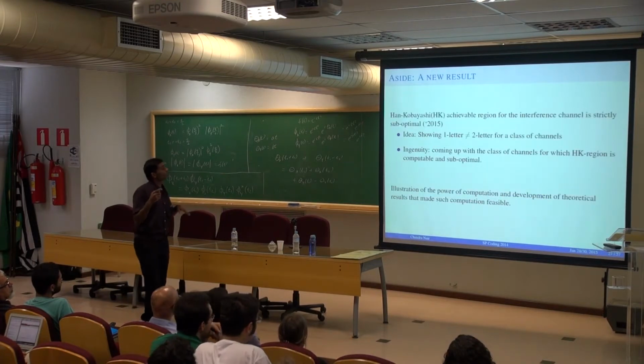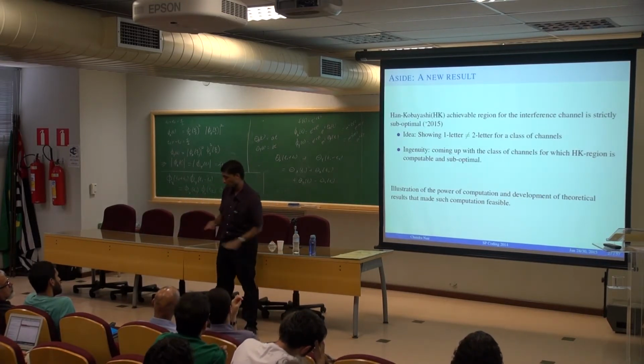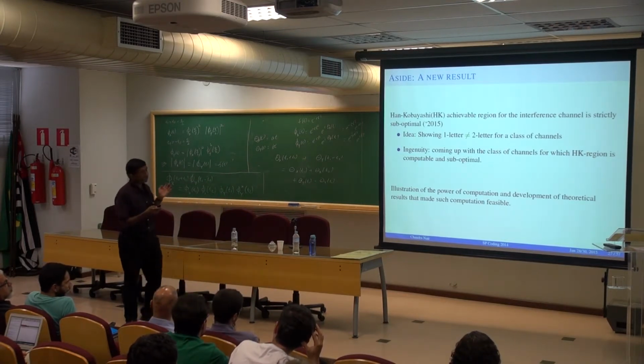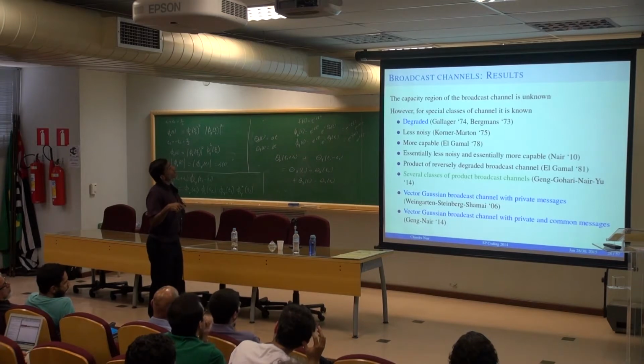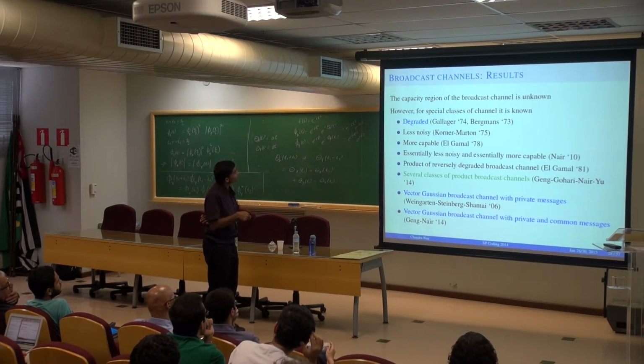So I'm going to focus mainly on broadcast because for interference we are now back to square one. We have no clue how to proceed. So at least that's clear. Now broadcast, what do we do? The capacity of the broadcast channel is unknown in general. However, for special classes of channels, it has been characterized. And these blue things are what I'm going to talk about in this talk.